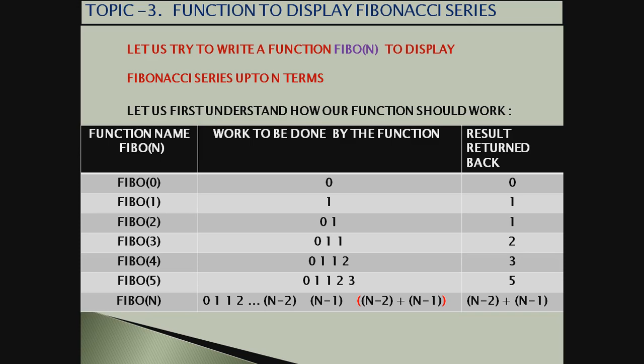Now it proceeds. N minus 2, n minus 1, and the last term is the sum of n minus 2's value and n minus 1's value. So this is how the Fibonacci series is created. But students, here we are actually trying to first find the terminating case.